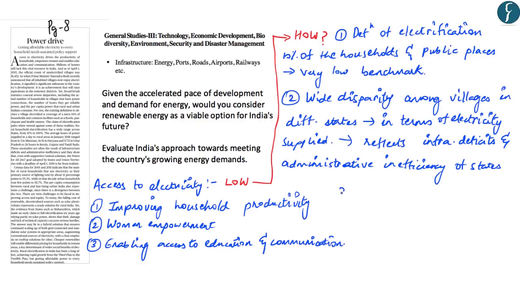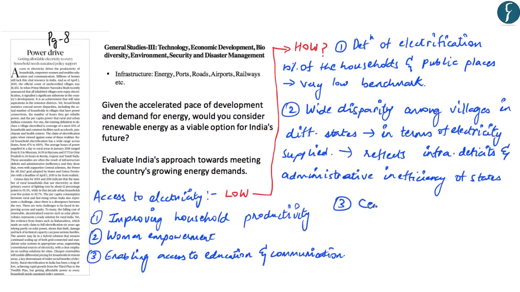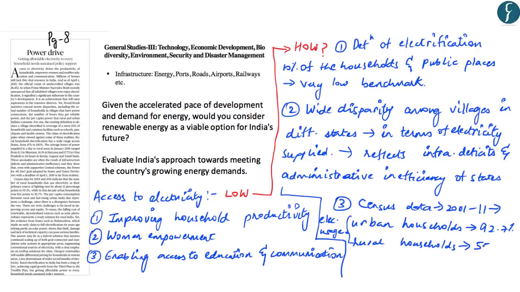And the third reason that is provided by the article reflecting low access to electricity is that the census data between 2001 to 2011 reveals that electricity usage for urban households is around 92.7%, whereas the electricity usage for rural households is just 55.3%, and this is a very low number.